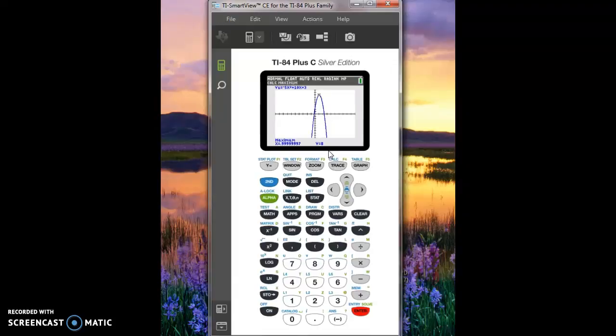So now, as you begin working on some modeling or some word problems as you encounter them, you can let your calculator help you find some of those values.